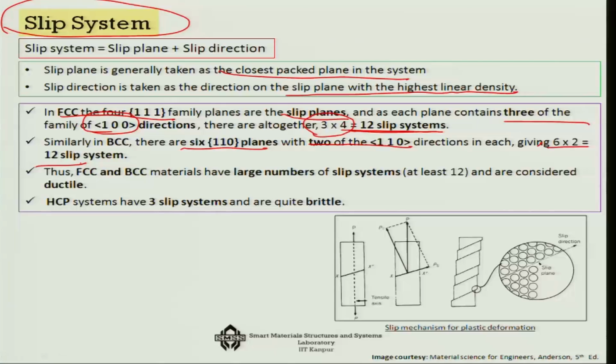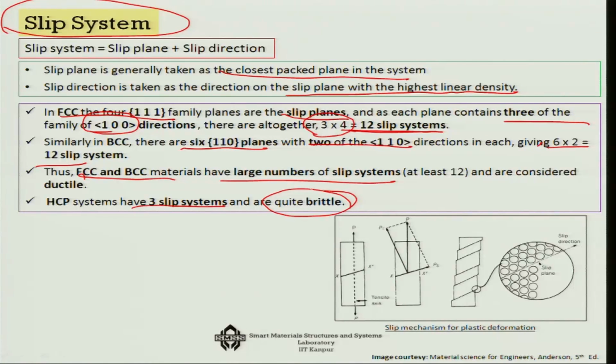So, what do we conclude from this? That FCC and BCC materials both have a large number of slip systems, and that is why they are considered to be ductile materials. HCP, hexagonal close-packed systems, on the other hand, have only 3 slip systems, and that is why they are quite brittle in nature. So, the slip system plays a very important role in defining the nature of a particular material.